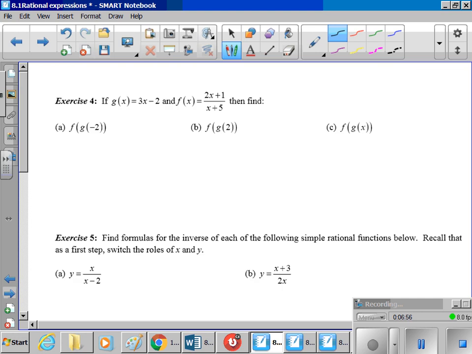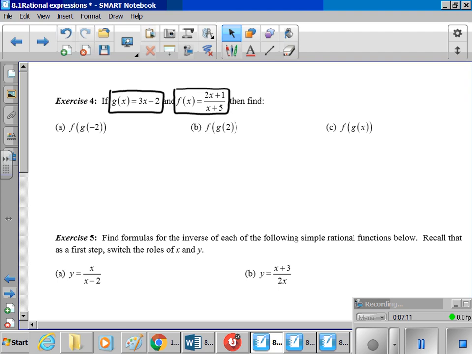So g of x and f of x. Just a quick review on how to deal with composition of functions. Here's my g of x, here's my f of x. What I'm going to do is start with g of x. So g of negative 2.